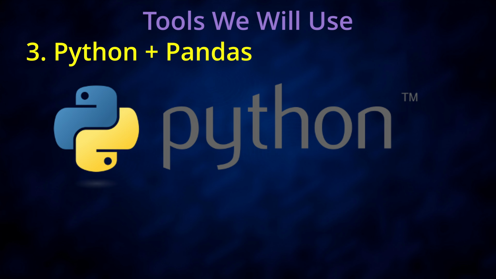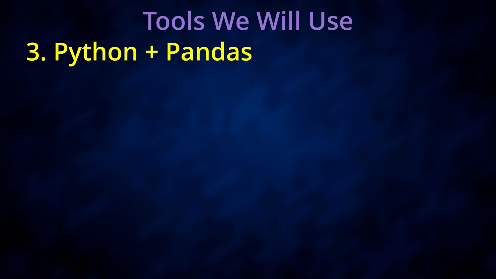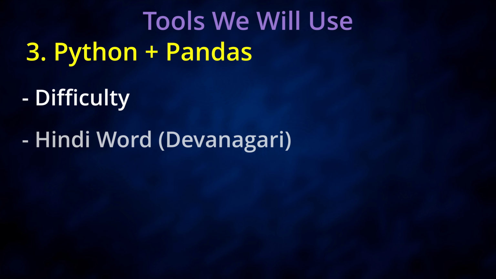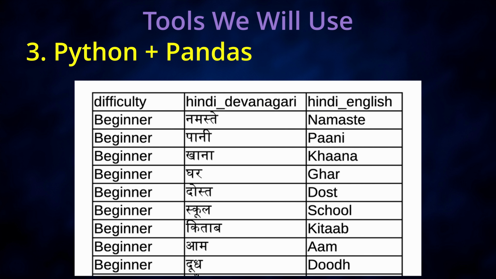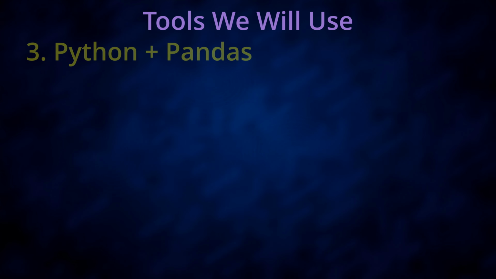Python and pandas. To read the CSV file with Hindi words. CSV contains 3 columns: difficulty, Hindi word, English transliteration. We simply select a random word from this CSV and send it to the AI model running in LM Studio.